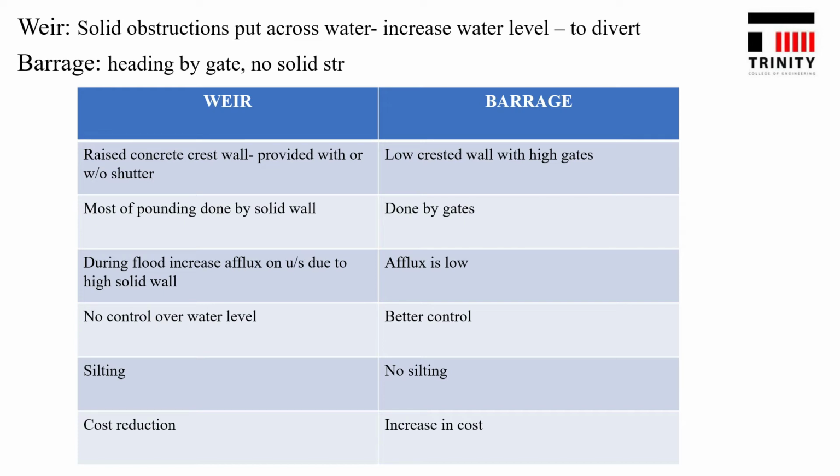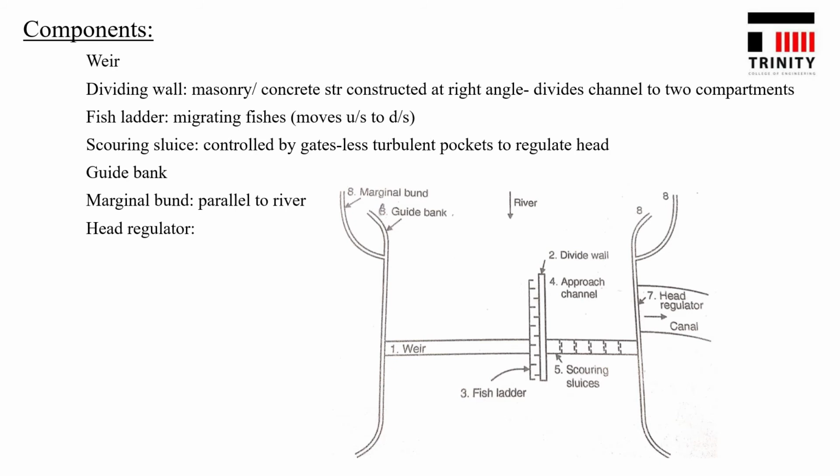In a weir, silting occurs, but in barrages, there is no silting. A weir is a cost-reducing option because there is no gate operating system, but in barrages, the cost increases. Next are the components. Components of diversion headworks are the weir, dividing wall, fish ladder, scouring sluice, guide banks, marginal bunds, and head regulators.